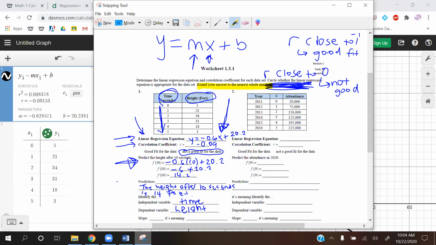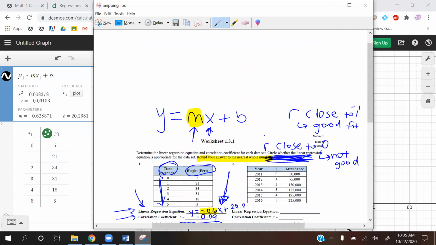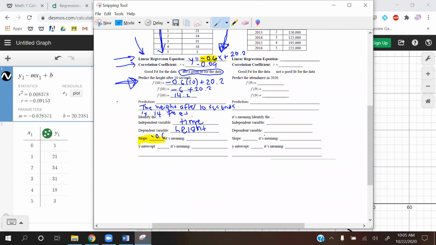And I'm going to highlight what the slope is. The slope is going to be your m value. So this is your slope, the m value. Over here where it says slope and meaning, the slope was negative 0.6. And its meaning, I guess we should put it in units: height per second.